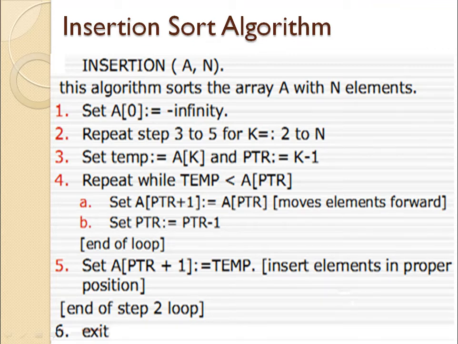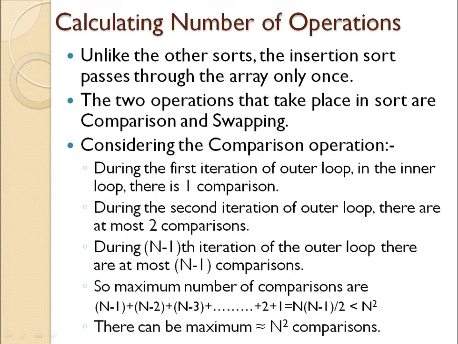Okay, now let us see the number of operations here. Unlike the other sorts, in insertion sort, it passes through the array only once. In bubble sort, you are passing through the array again and again, but here you pass through the array only once, selecting one element at a time. Here also the two operations that take place are comparison and swapping. Let us see the comparison operation.